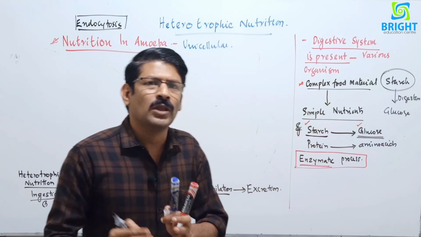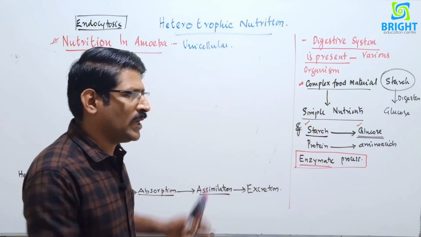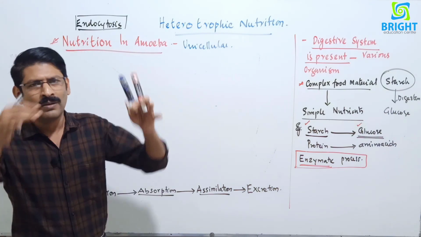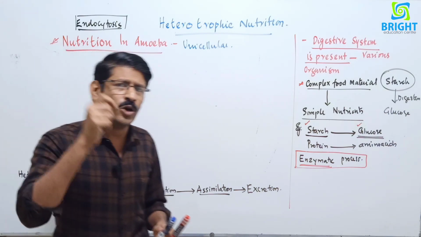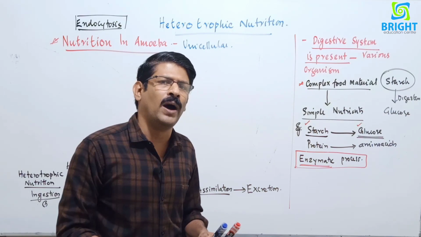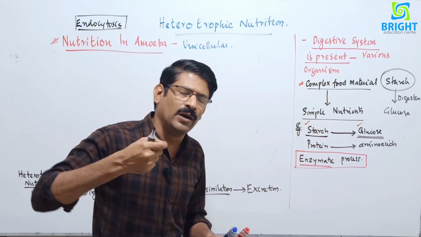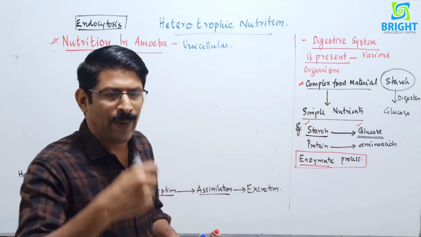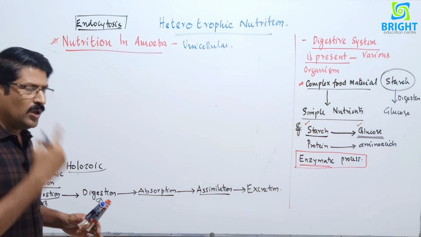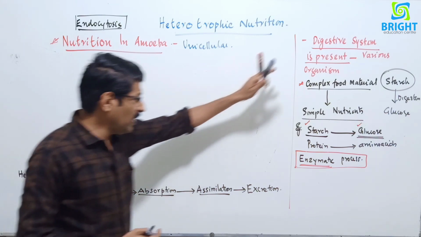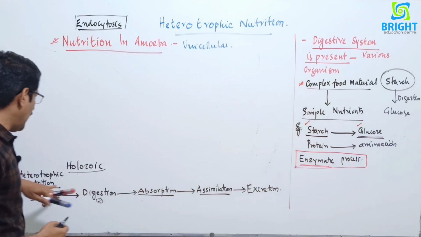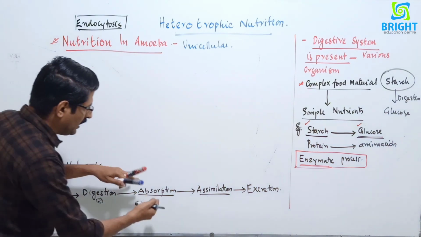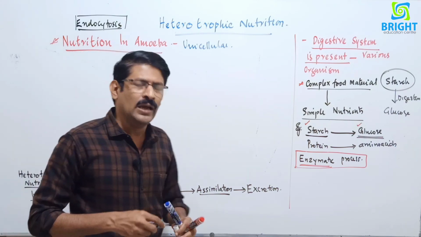So this is about the first part of heterotrophic mode of nutrition, and we have discussed what heterotrophic mode of nutrition is and what the different types are. And we have discussed heterotrophic nutrition in the unicellular organism amoeba, and the organs related to nutrition in paramecium and other unicellular organisms. And what is the importance of the digestive process, and the different stages of holozoic mode of nutrition: ingestion, digestion, absorption, assimilation and excretion.